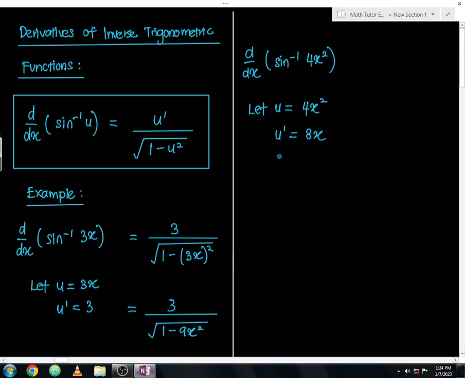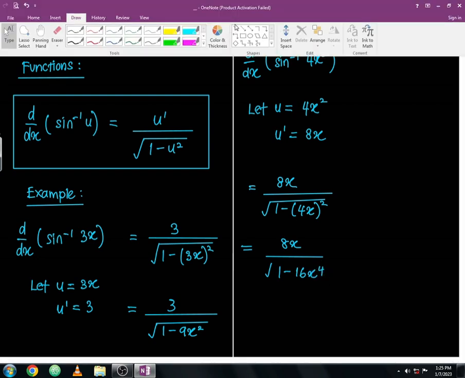For the next step, we're going to substitute these variables into our equation over here. Instead of writing u prime, we write 8x. Instead of writing u, we replace it with 4x squared. So 8x divided by the square root of 1 minus, in the bracket, 4x squared. Let me underline the square root and the fraction. So 8x, and then divide by the square root; we expand the 4x squared, so you get 16x to the power of 4. So you'll get 8x divided by the square root of 1 minus 16x to the power of 4.